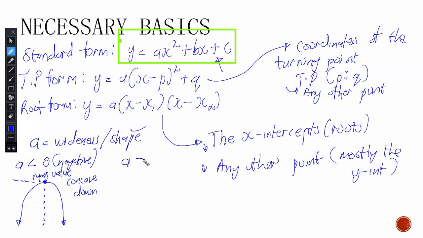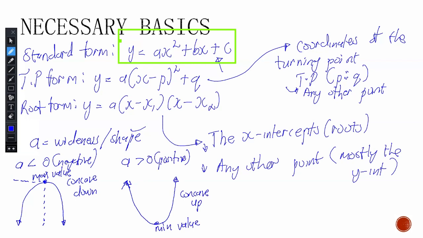Then if your A is greater than 0, meaning that your A is positive, you will observe that the shape of the graph will be like this, right? The shape of the graph will be like this. And then we say this is concave up. And then it is characterized by having a minimum value as the turning point.